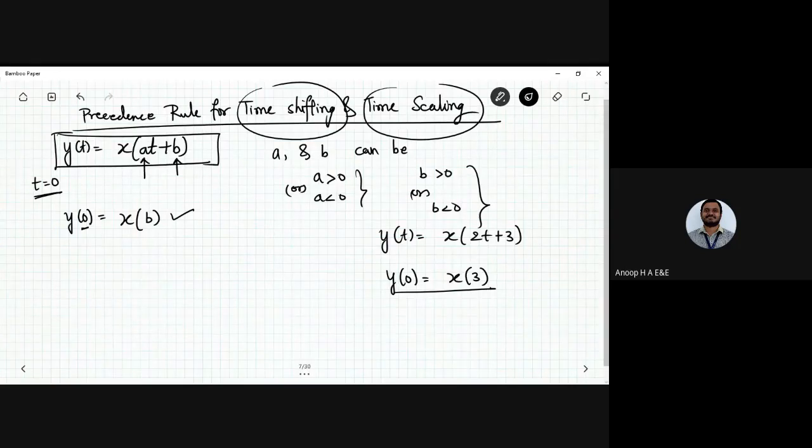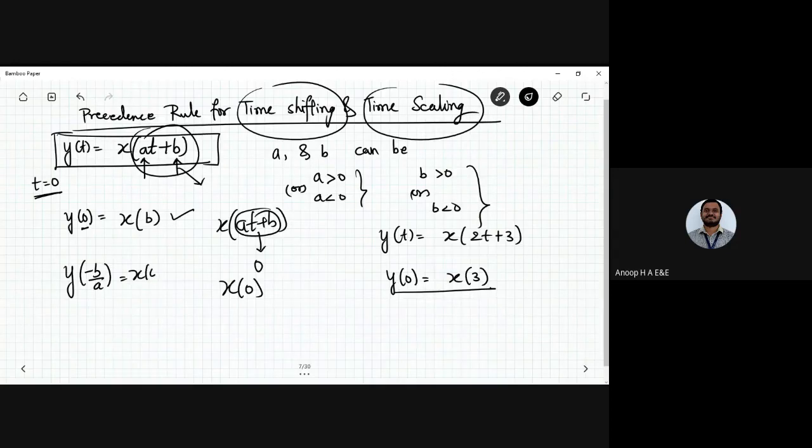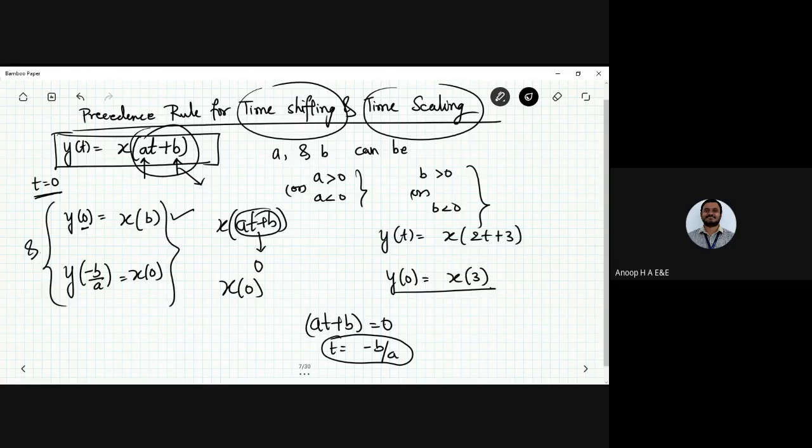Next, what are you going to write here? Once you have this entire term x of at plus b, what does it mean when it is equated to 0, x of 0? What would be the value? So y of minus b by a would be equal to x of 0. How did I get it? Once at plus b is equal to 0, what would be the time there? That is minus b by a. Both of these have to be satisfied in order to apply the precedence rule for time shifting and time scaling.